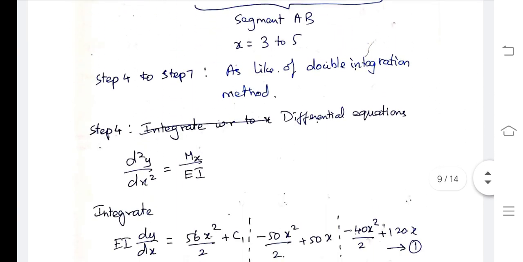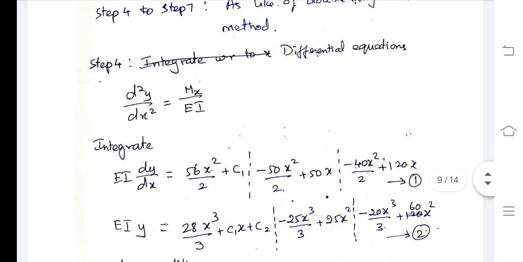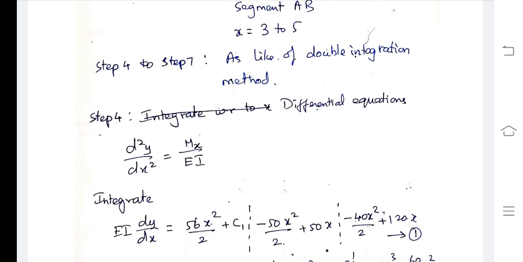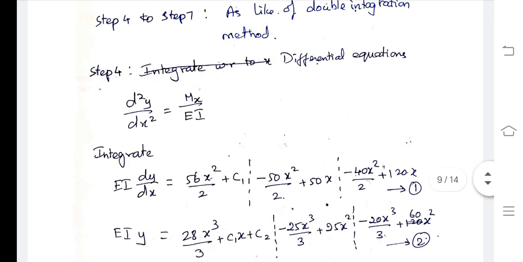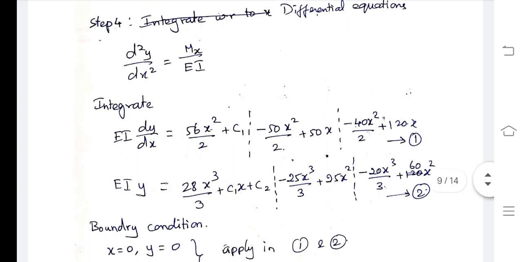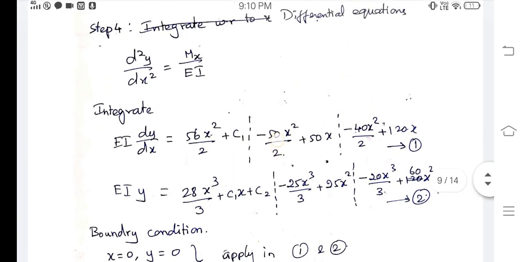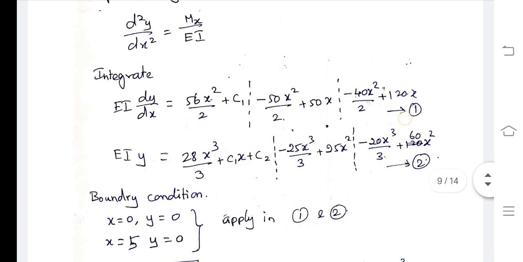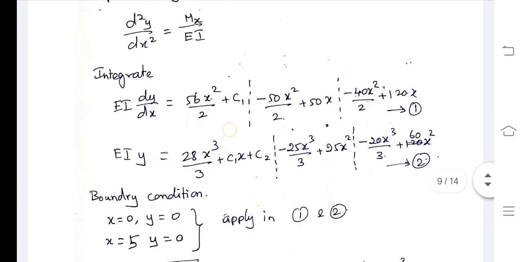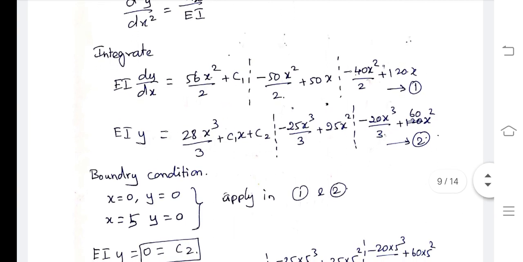After finding the moment, substitute it in the differential equation d2y by dx2. Then integrate the equation by substituting the MX value. You can cross multiply the EI to the other side, write the equation and integrate it once. You write the constant C1 in the first term only, because if X is equal to 0 you have to use only one segment, so C1 should be here only, not here and not here.